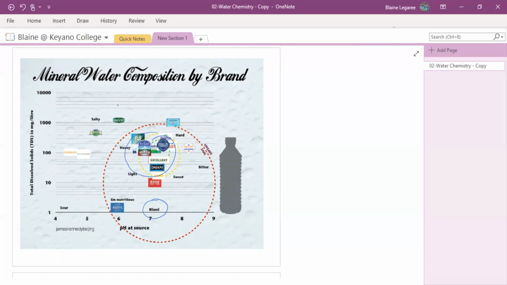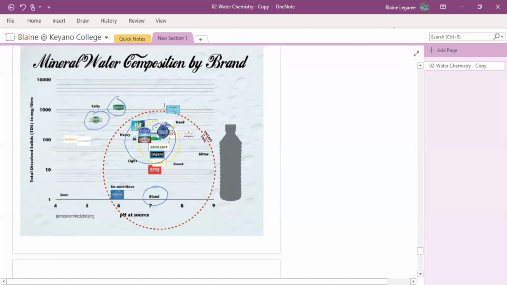I'm not familiar with this particular brand here. I can't even read it. It's a little bit small. But hey, some people actually prefer that. And Perrier, you can see, is pretty high on this, and it's a pretty flavorful type of bottled water. So just something to think about, right?